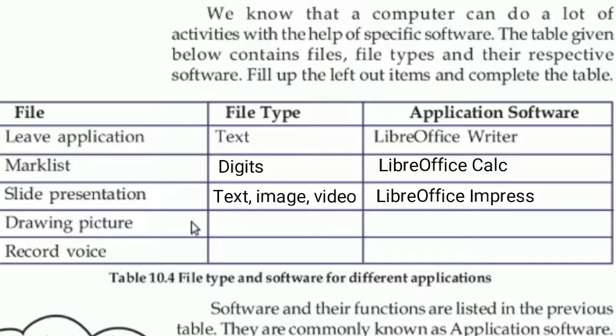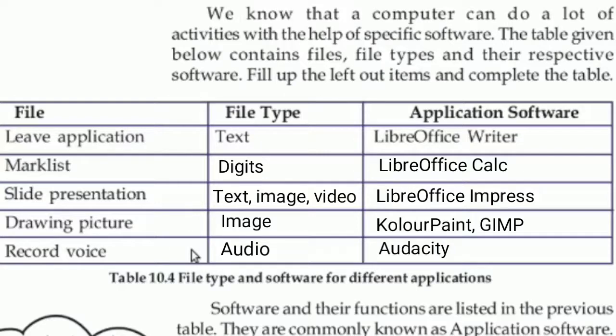Next is drawing picture. What is the file type? It is image, and which application software can be used for it? We can use Color Paint or GIMP. We also have other softwares like Inkscape, MS Paint, etc. The last one is record voice. What is the file type? It is audio or sound, and the application software used for it is Audacity. We also have other application software for the same purpose. So all these are application softwares.